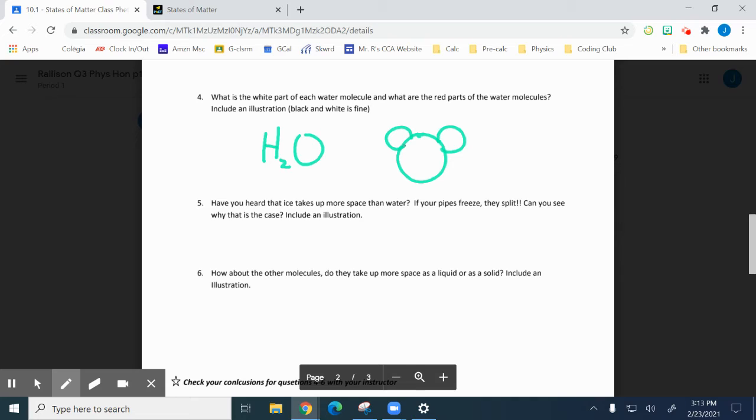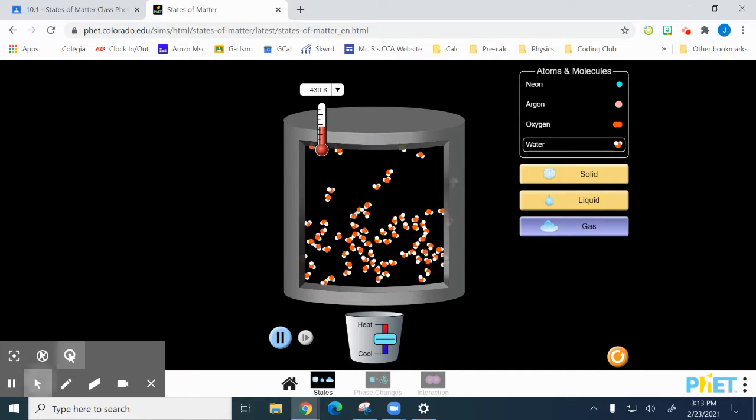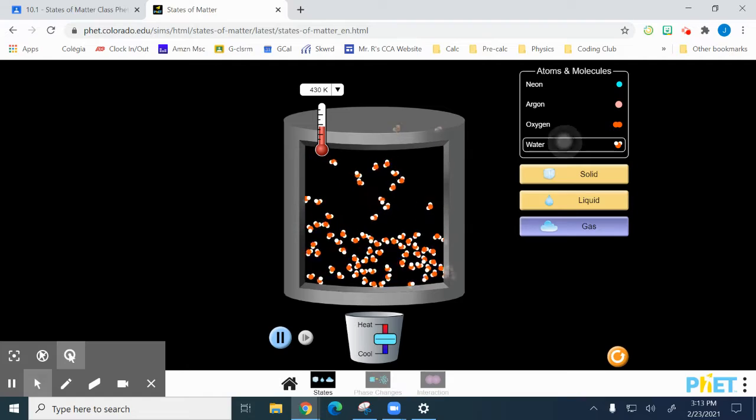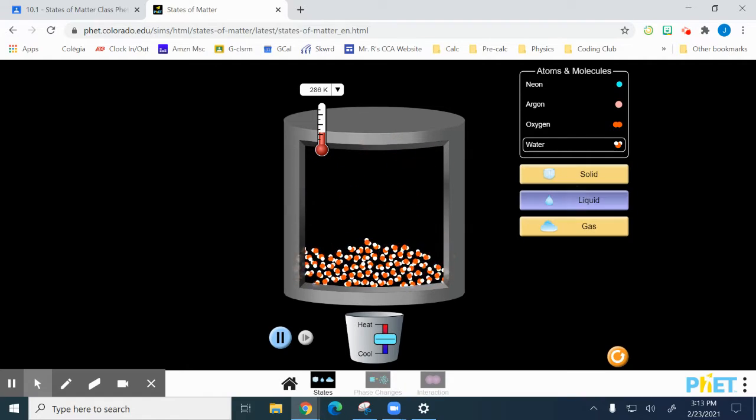So have you heard that ice takes up more space than water? It does. Water is unique, practically, in that when it freezes, it expands. That's very unusual. It doesn't normally happen. So let's go take a look at it. So back here, we're on water. So we'll have liquid water. So there's the liquid water. Notice they're all bouncing around. They're kind of like puzzle pieces. They kind of fit in and out of each other, right?